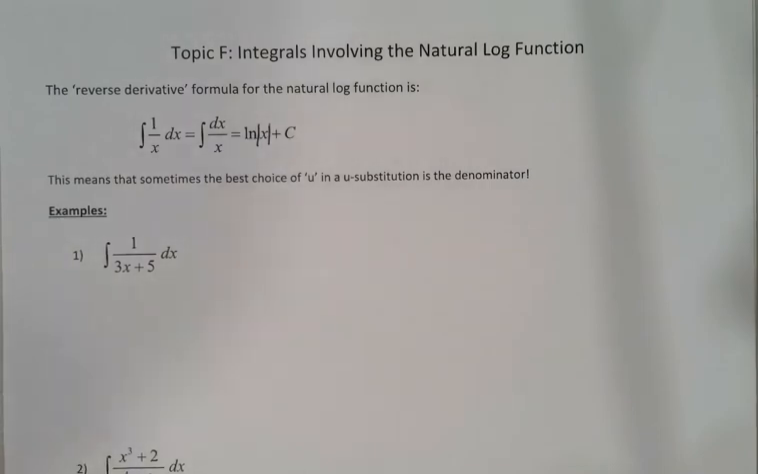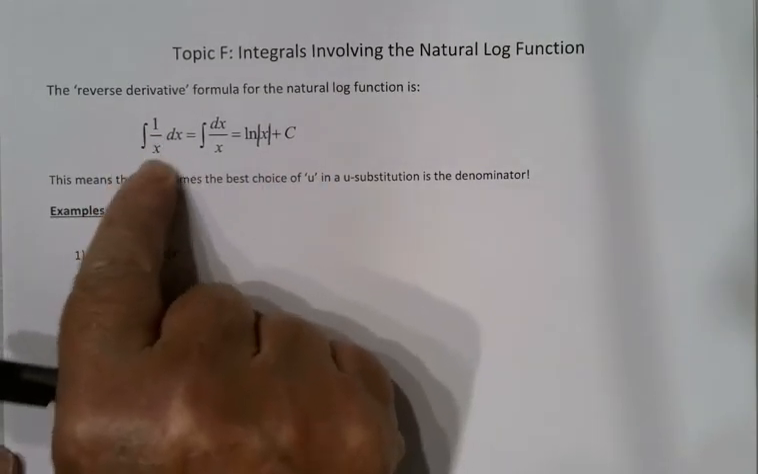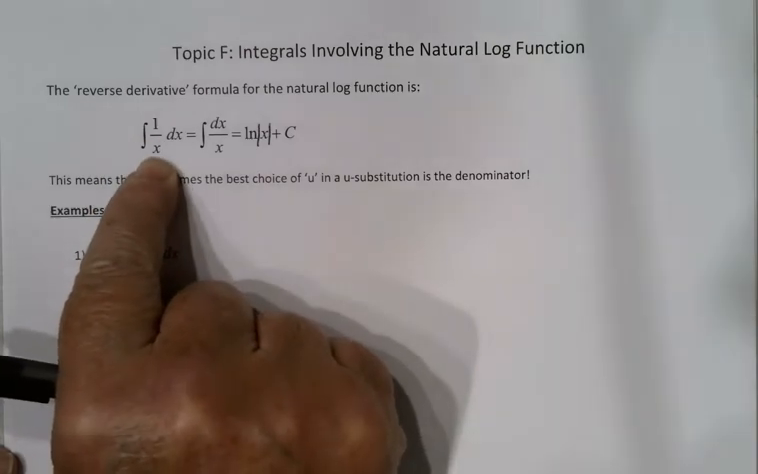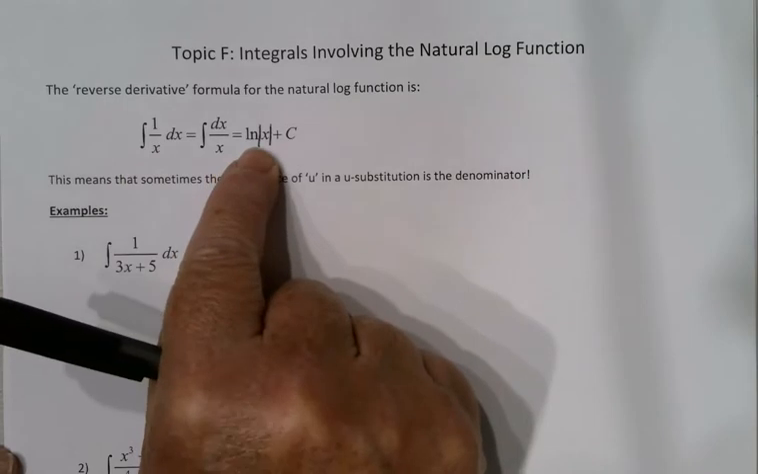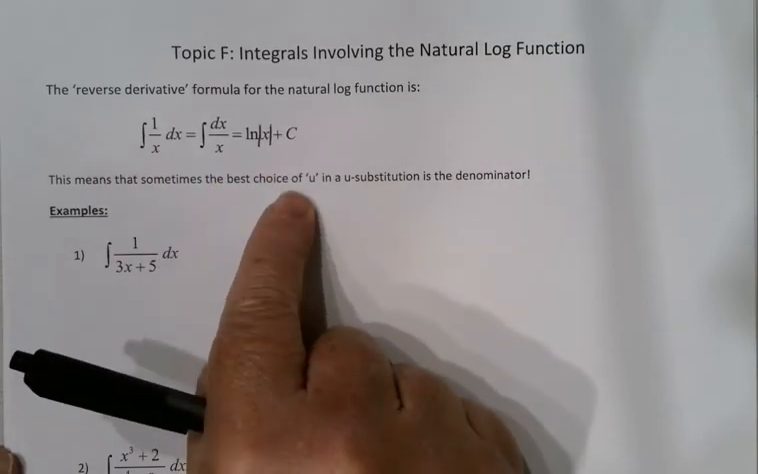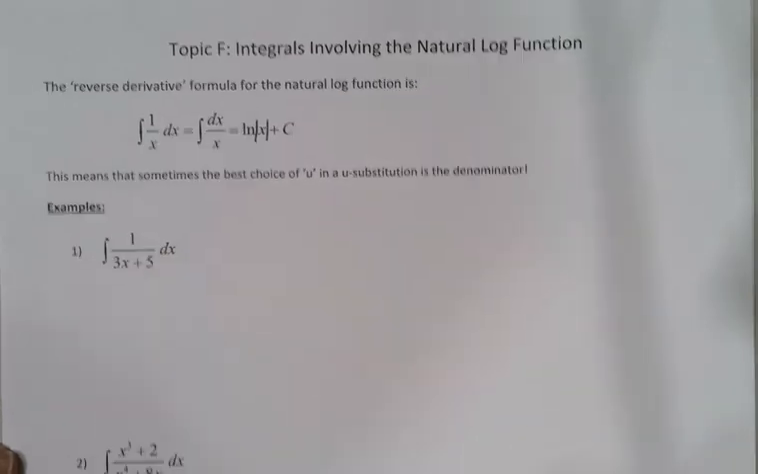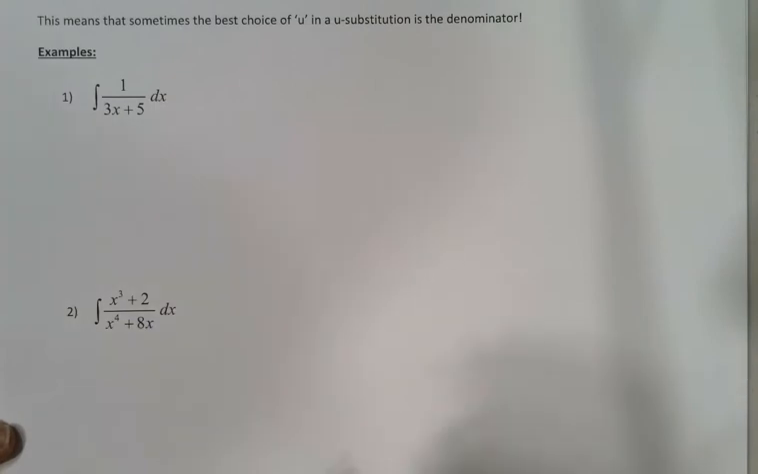All right, as you look at this, keep in mind then that if the denominator was something more, perhaps u could be the denominator, and then we'd end up with a natural log u as our integral. So sometimes the best choice of u is just the denominator. Let's try that out in a couple of examples.